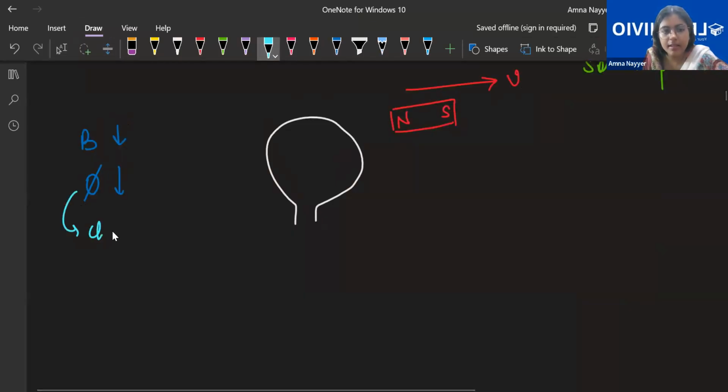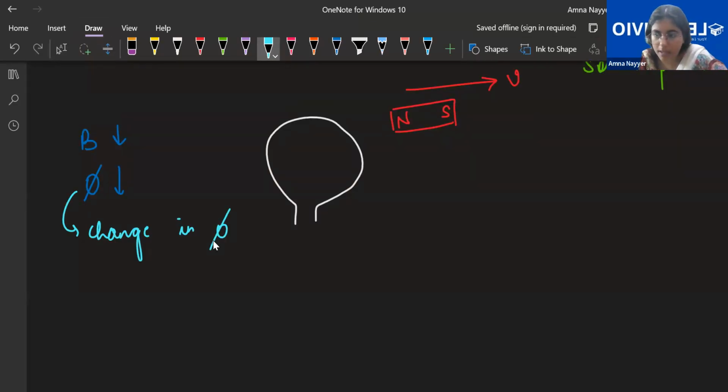There's a change in flux. You are not concerned with whether it's increasing or decreasing. You are concerned with whether it's changing or not. Now, change can be anything. Change can be a good change, a bad change, in the sense of a decrement or an increment. But here, this is not related to that. Here, it will be just the flux change. Change in the flux means induced current will be produced.